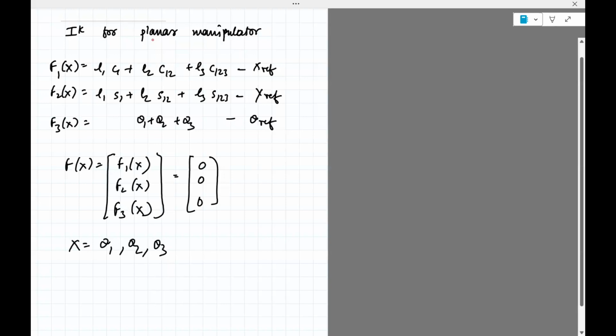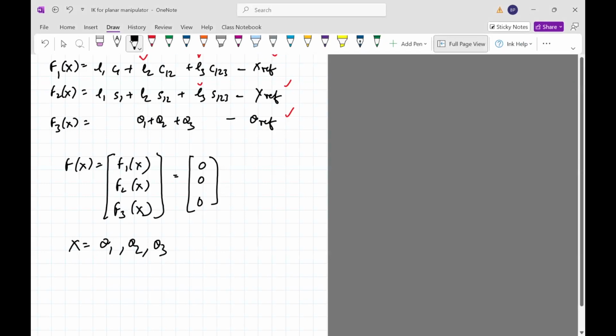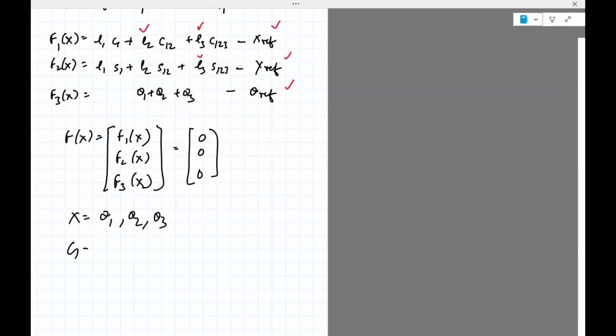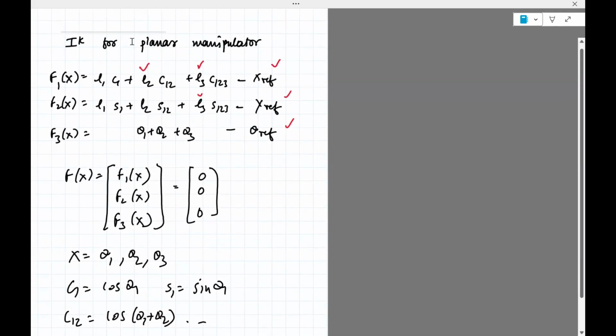What's given are the lengths. What is not given is the angles. So C1 is cosine theta 1, S1 is sine theta 1, C12 is cosine of theta 1 plus theta 2, and so on. So all we need to do is program that f of x in that function, remember that function I showed you for the root finding, and then it'll give us a solution.